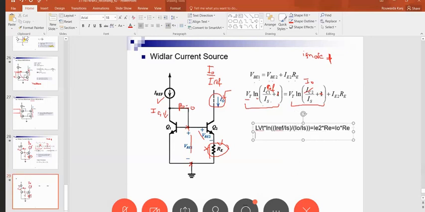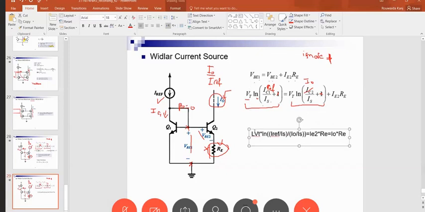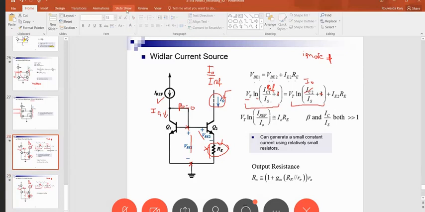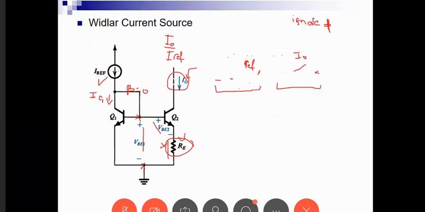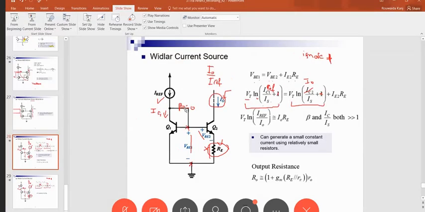Okay, so let me try to write it in a better way. So here we have VT times ln of I reference over IS, and the IS cancels in the two terms. So this becomes I reference over IO is equal to IO times RE. Okay, so let us go back to the slide and repeat the explanation on the original slide.